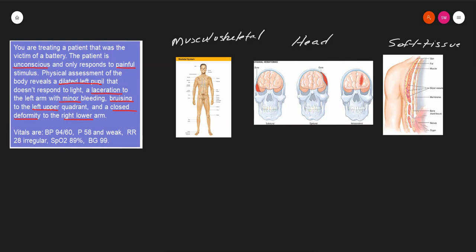So unconscious and only responding to painful stimulus. Well, I know for a fact that if I have a brain injury, altered mental status would be something. So let's write in here the fact that the patient is unconscious and they're only responding to painful stimulus.